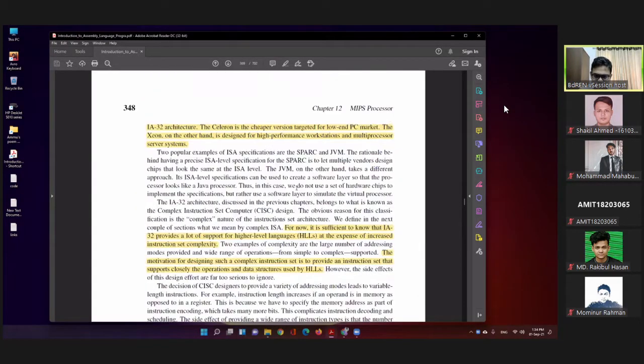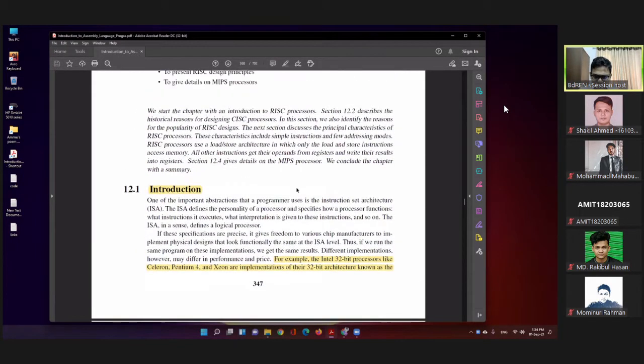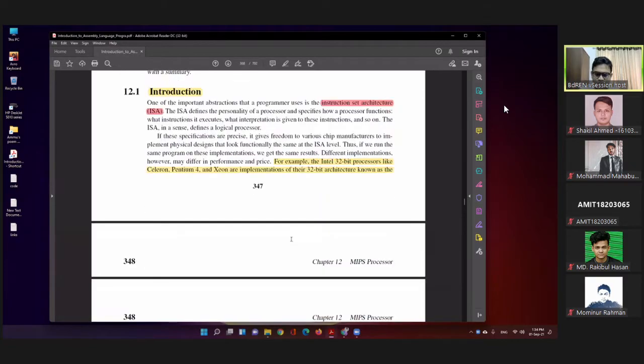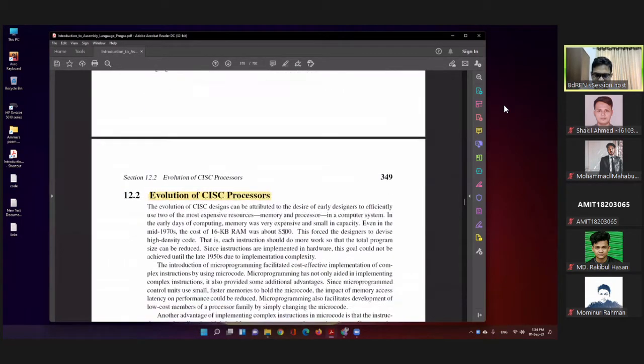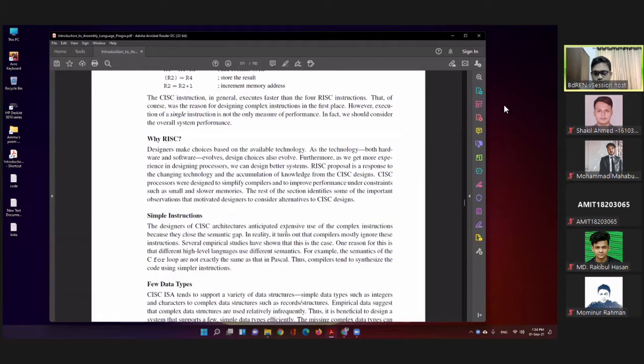ISA. Somewhere written. Instruction set architecture. ISA. So ISA means instruction set architecture. That means the architecture of the processor.